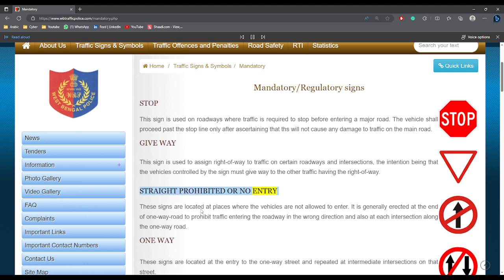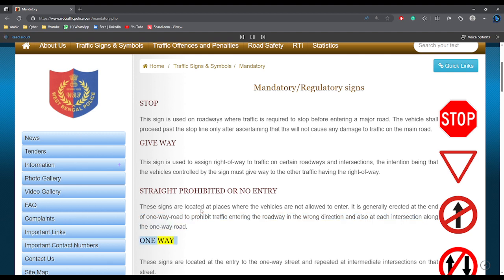Straight prohibited or no entry. These signs are located at places where the vehicles are not allowed to enter. It is generally erected at the end of one-way road to prohibit traffic entering the roadway in the wrong direction and also at each intersection along the one-way road.